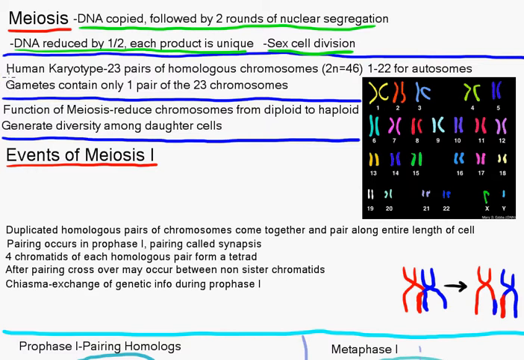And everybody's seen a human karyotype. It shows the 23 pairs of homologous chromosomes. 2n equals 46. It makes sense. There's 2, so times that by 23, you get 46. 1 through the 22 are autosomes, and the 23rd is going to be your gametes or your sex chromosomes.